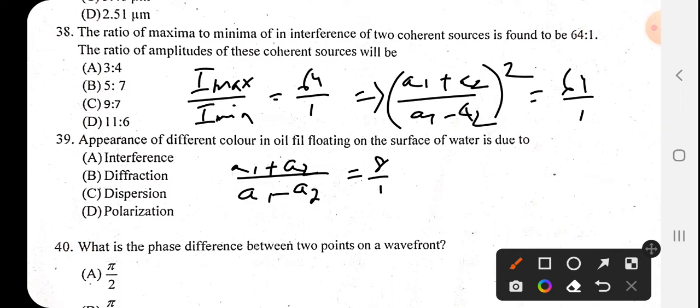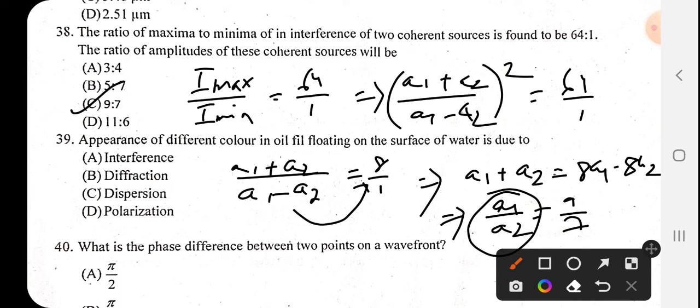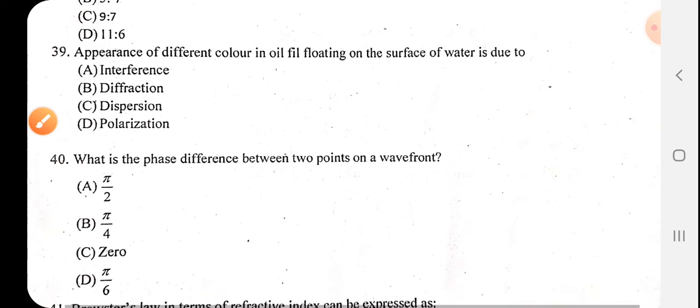equals 8 by 1. So multiply a1 minus a2 on the right side, and a1 plus a2 equals 8a1 minus 8a2. Simply solving this, we get a1 by a2 equals 9/7. The answer will be the ratio of their amplitudes, so this equals 9/7. Option C will be the correct answer.